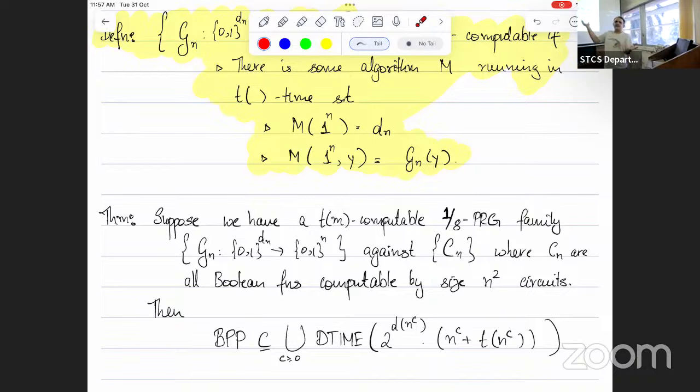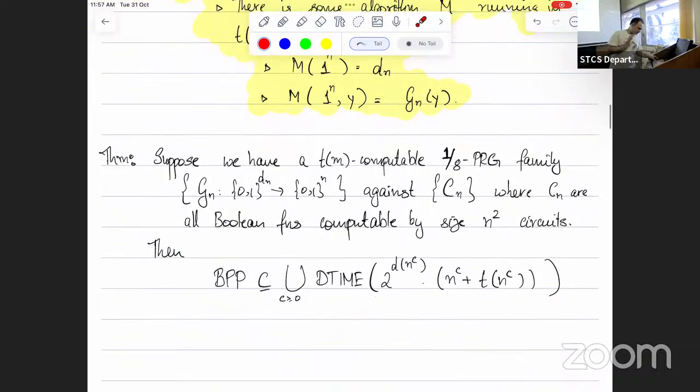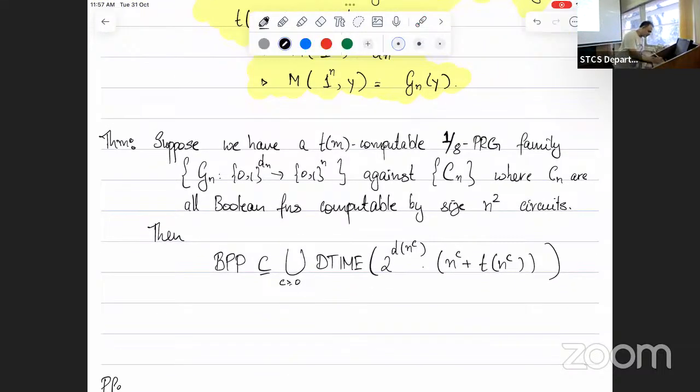And there is some function d of n, which is the seed length in comparison to what you want to get. If you're able to do that, you immediately have that the set of all randomized bounded error probabilistic algorithms can be de-randomized in roughly this much time. It's sort of good to keep track of one useful thing, where suppose d of n turns out to be order log n.